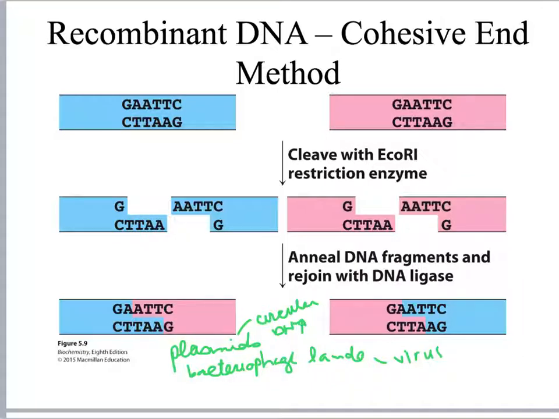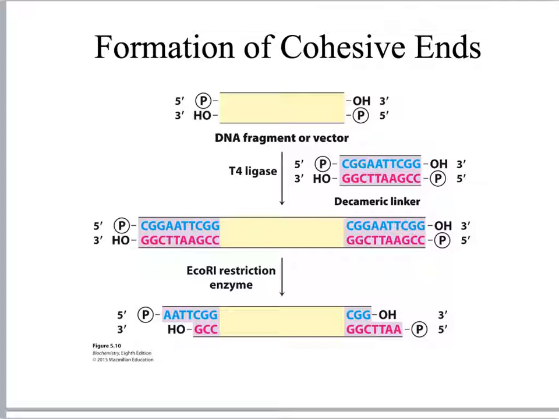Once we take that insertion and put it into the vector, then DNA ligase can join and anneal the strands together. So you take your vector and you cut it, and you take your sample and you cut it, and it should form complementary strands that will allow us in the end to mix these things together. So this is showing the process of forming these cohesive ends.